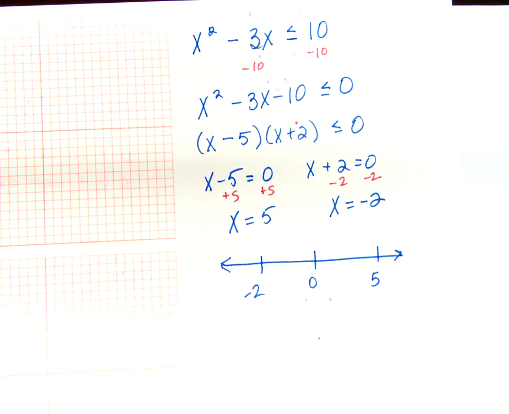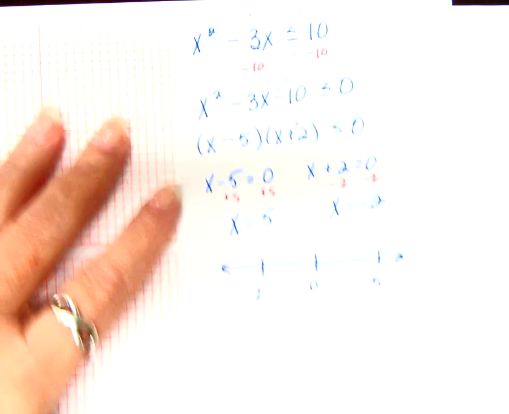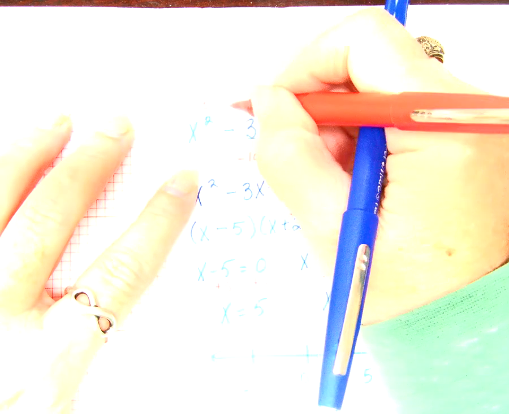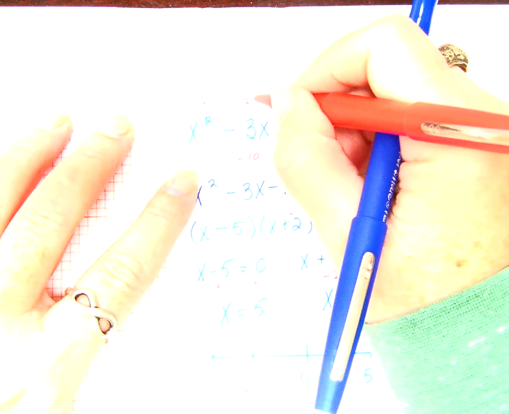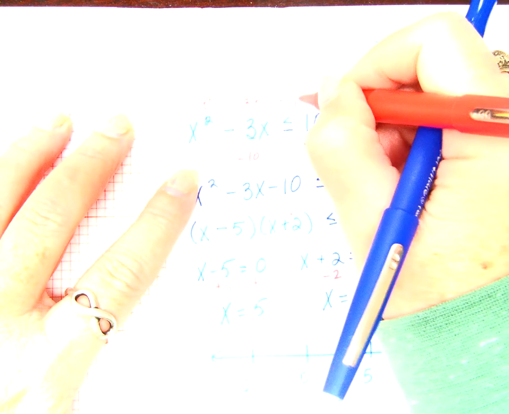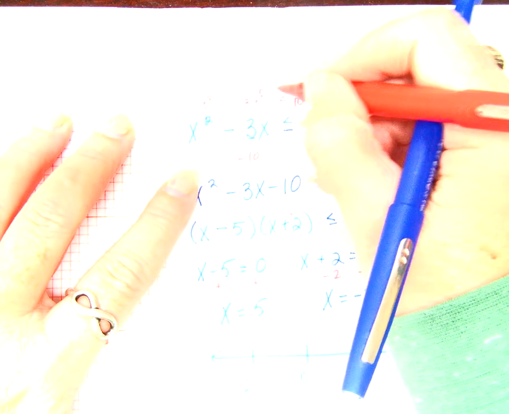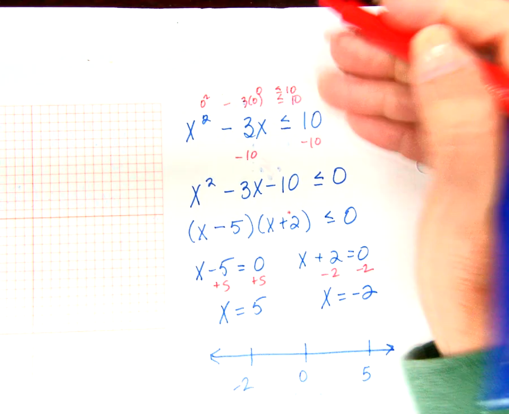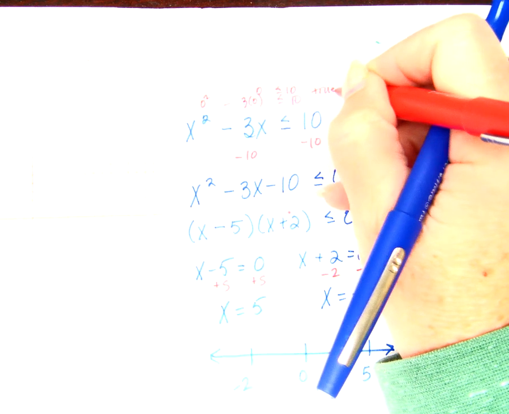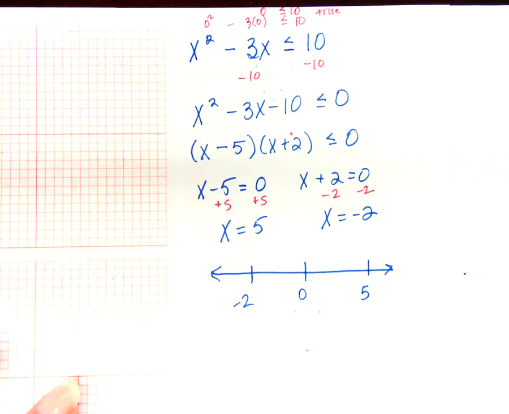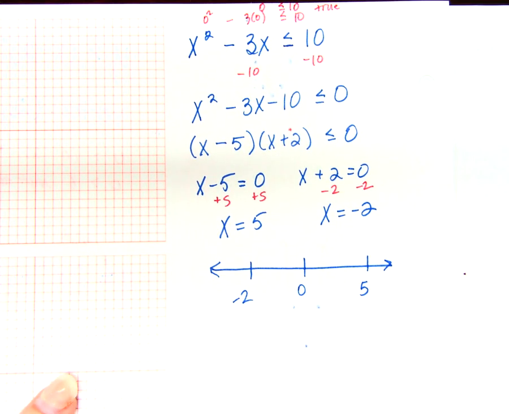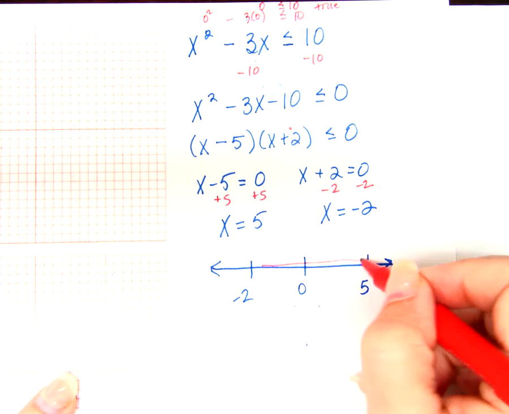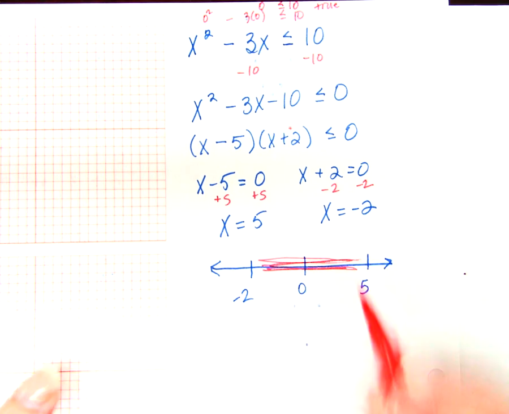Okay? Take the 0 and plug it back into the original inequality. 0 squared minus 3 times 0 is less than or equal to 10. So 0 is less than or equal to 10. Is this true or not true? This is true. So guess where I'm going to shade? Where the 0 is, right? So I'm going to shade in between. So I'm shading inside the two numbers, right?